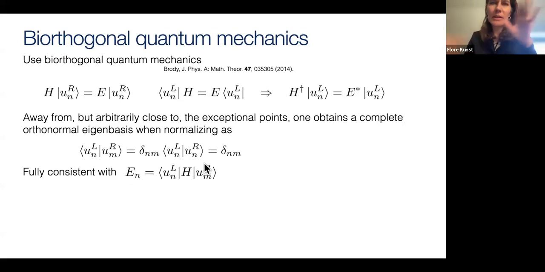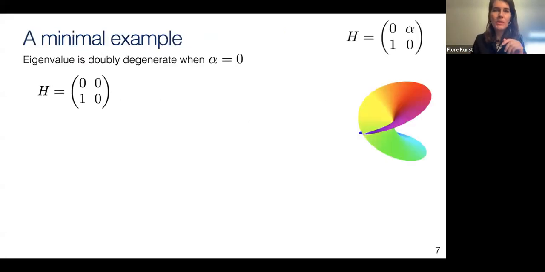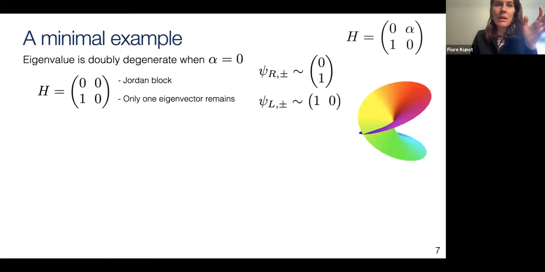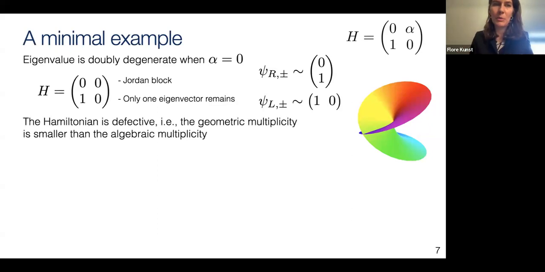Right, so what are now these exceptional points? This alpha equals 0, if you will. So you see that the system is doubly degenerate when alpha is 0. Now, this 2x2 matrix becomes a Jordan block. And only one eigenvector remains. So instead of having two right eigenvectors, now I only have one eigenvector. And this is the signature of an exceptional point.